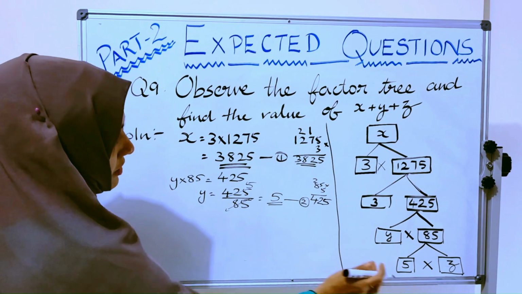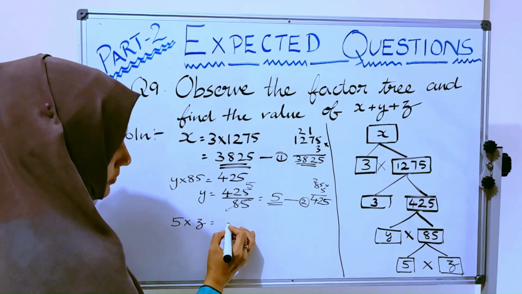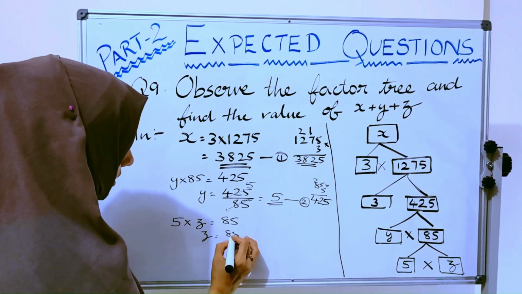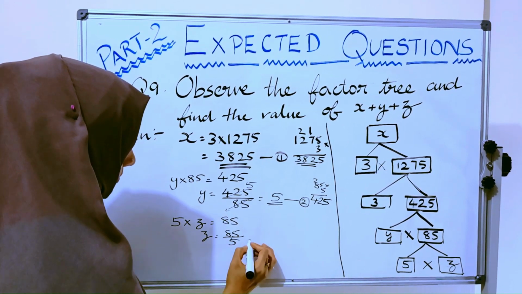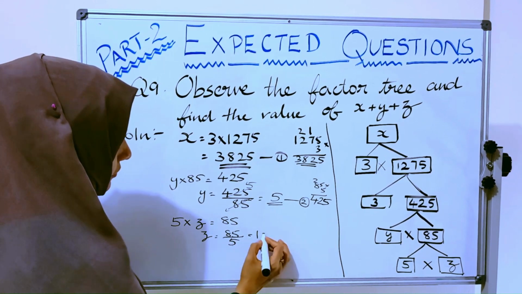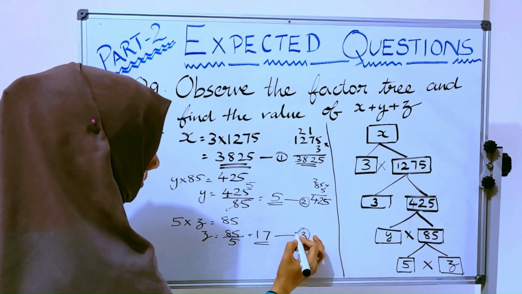Third is z. 5 into z is equal to 85. Therefore, z is equal to 85 divided by 5. 5 into 85 goes 17 times. So z is equal to 17. This is equation number 3.